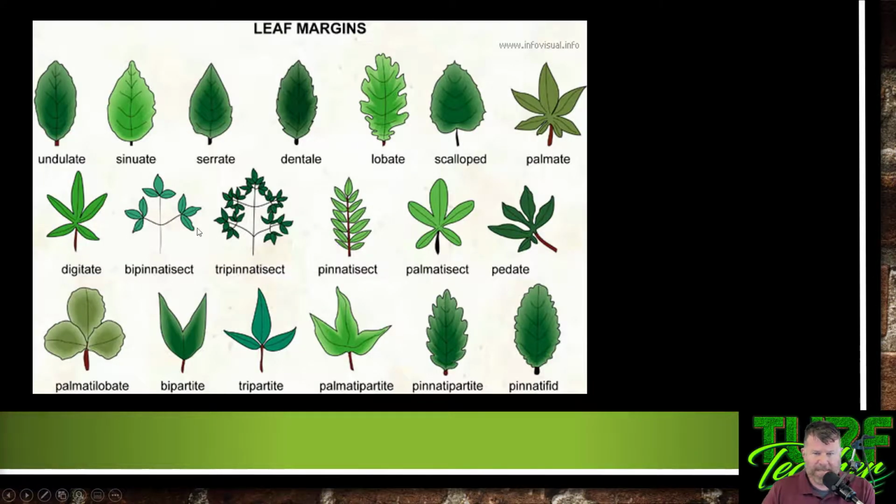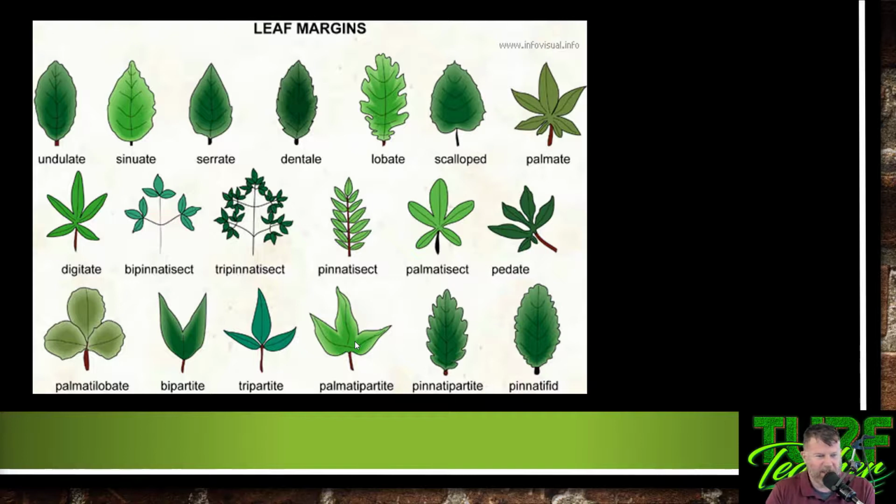Here's your leaf margins, and several of these. Undulate, cyanate, serrate, dentate, lobate, scalloped, palmate, digitate, bipinnatisect, tripinnatisect, pinnatisect, palmatisect, pedate, palmately lobate, hastate, tripartite. I'm not even going to try. Guys, I know I'm messing these up, but you know, your palmatoparite, pinnatoparite, and your pinnatophyid.